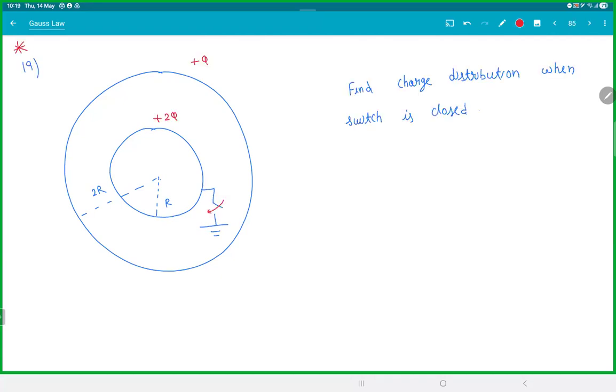Initially 2q hai, I don't care. Because once you ground something, the charge is not conserved. So that initial 2q was useless. So the first thing you should say whenever you ground something, what is the charge? I don't know. That's it.